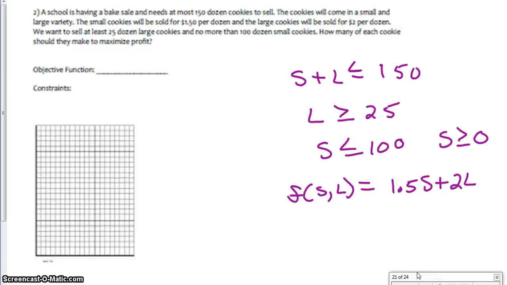Mrs. Rose didn't bother with large is greater than or equal to 0 because 0 is already smaller than 25. And of course, my profit function at S and L is 1.5S plus 2L.